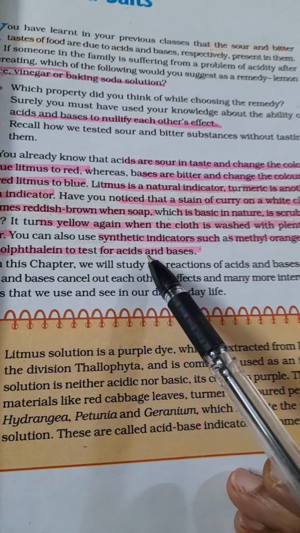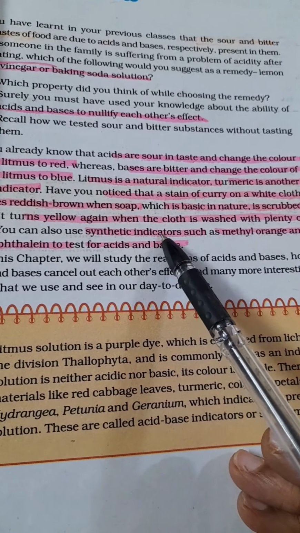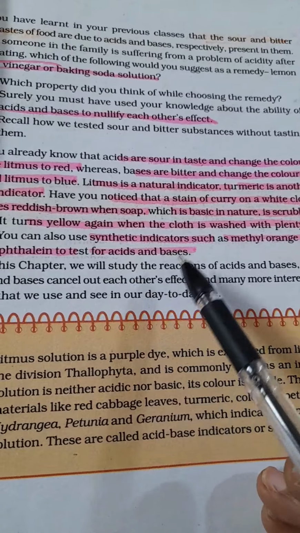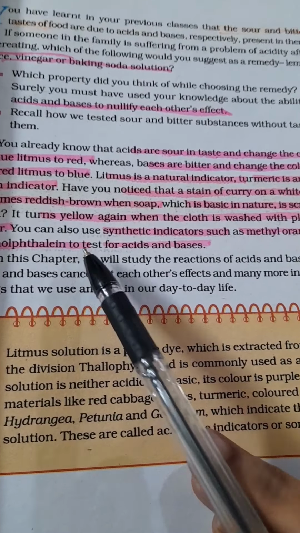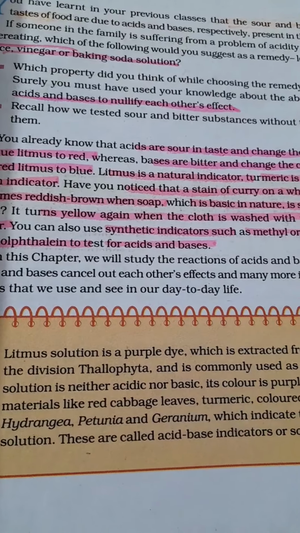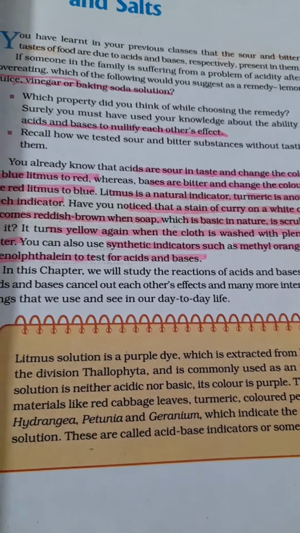Also you can use synthetic indicators. Synthetic indicators means man-made indicators like methyl orange and phenolphthalein. These are the most commonly used indicators to test for acids and bases. You can find them in your chemistry lab.